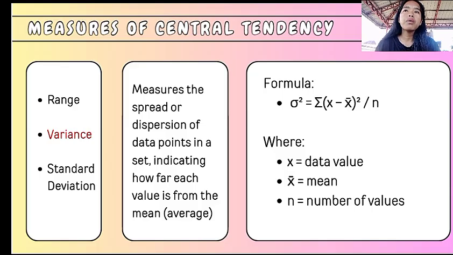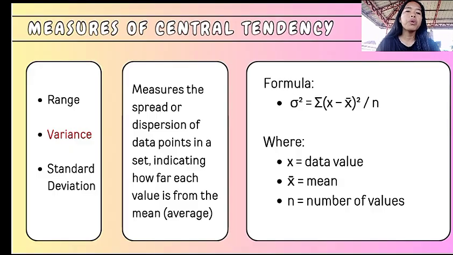Now, let's dig into variance. Actually, the variance has two types, the population variance and the sample variance. Population variance is calculated using the formula sigma squared equals the summation of x minus x bar squared divided by n. In this formula, x represents each data value, x bar is the mean, and n is the number of observations. Variance measures the average squared distance of each value from the mean.